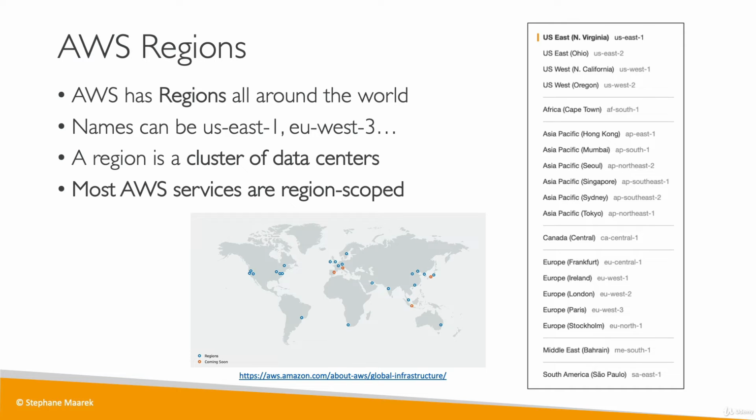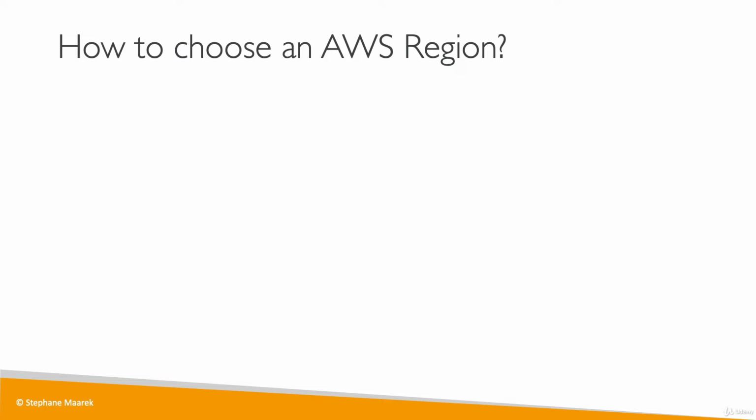When we use AWS services, most services are going to be linked and scoped to a specific region. That means that if we use a service in one region and we try to use it in another region, it will be like a new time of using the service. Now, a question that may come up in the exam is how do you choose an AWS region?